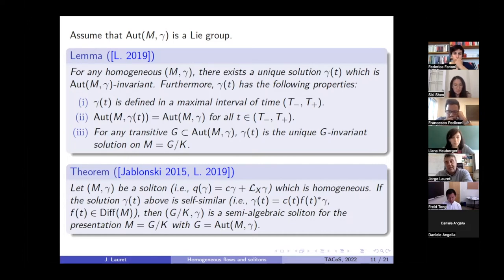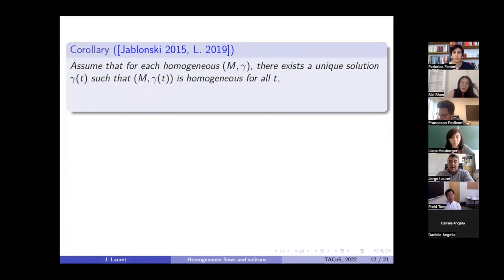So this theorem is saying that essentially all homogeneous solitons are actually semi-algebraic solitons with respect to the full group of symmetries, okay? But yeah, I know that this is kind of subtle. You need that, okay? And you have that if you have the property that there exists a unique solution which is homogeneous for all G, okay? For instance, for the Ricci flow and many other flows, you have uniqueness for bounded curvature solutions. And homogeneous is bounded curvature.